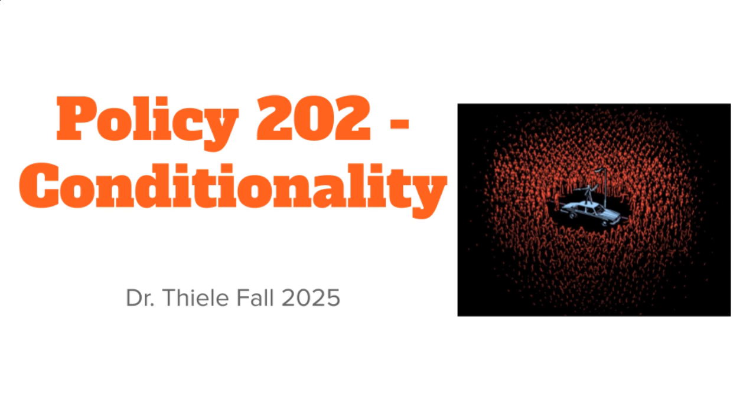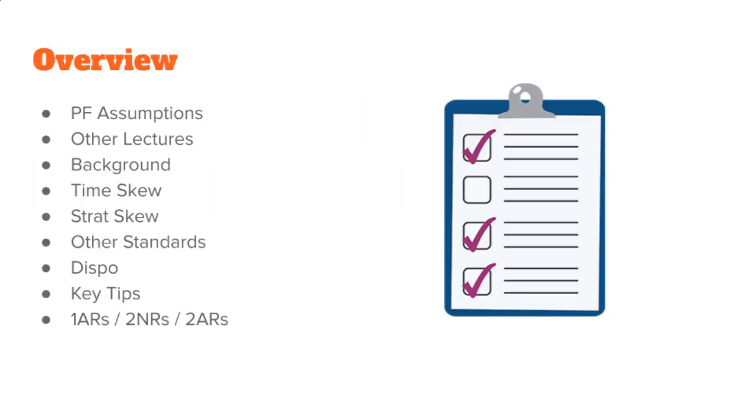Hello, this is our Policy 202 lecture on conditionality. Today we're going to talk about some background PF assumptions. We're going to go through some other lectures. We'll talk about some background for conditionality. We'll talk about time skew, strategy skew, and other core standards. We'll talk about dispositionality. We'll go through some key tips, and then we'll go through 1ARs, 2NRs, and 2ARs. So let's go ahead and begin.